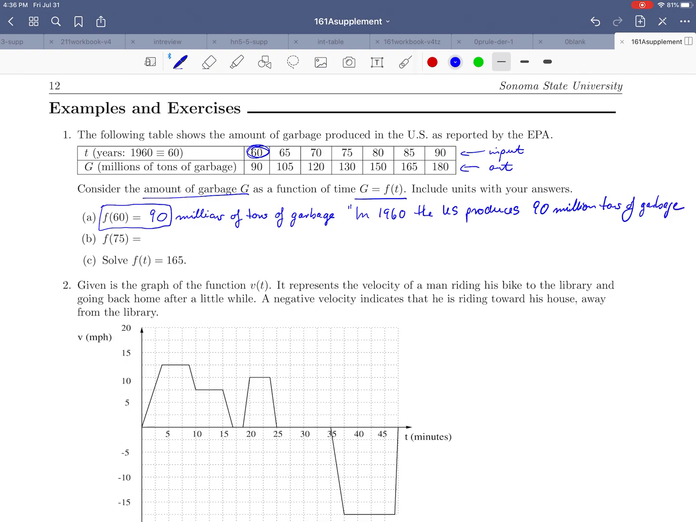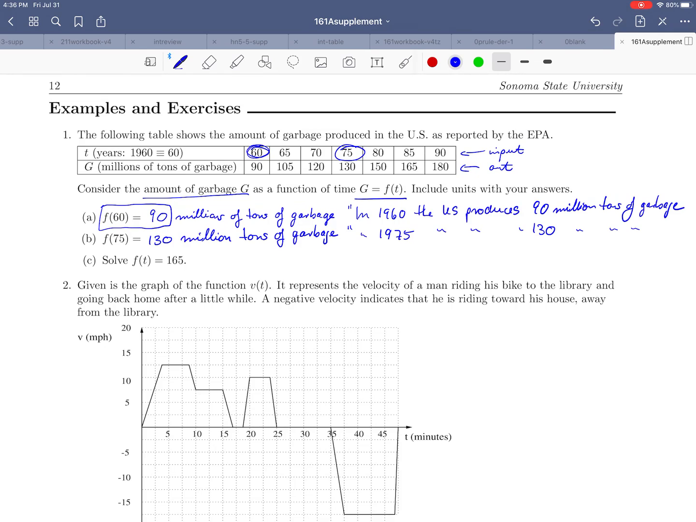We can do the same thing for f of 75. F of 75, going to my table, is 130. And that again is million tons of garbage. And I could write a similar sentence: in 1975, the US produced 130 million tons of garbage.